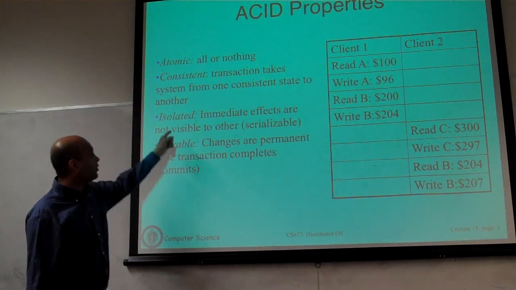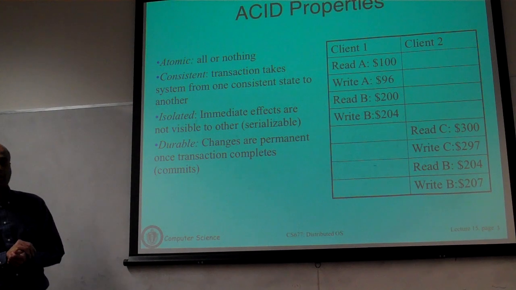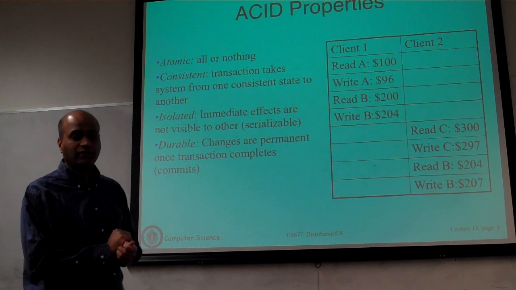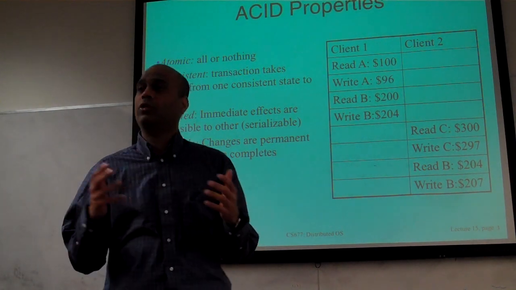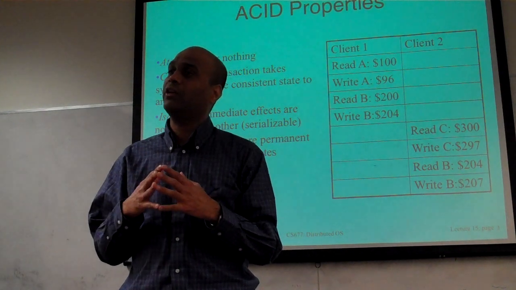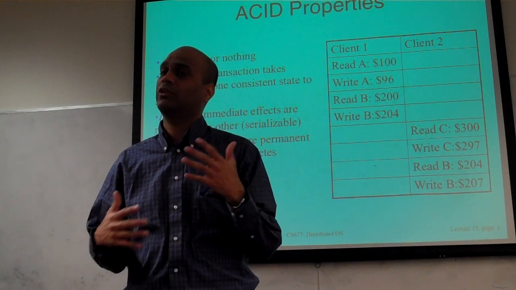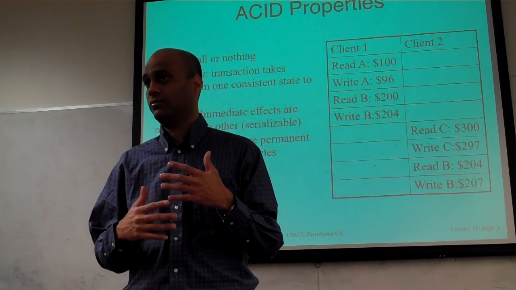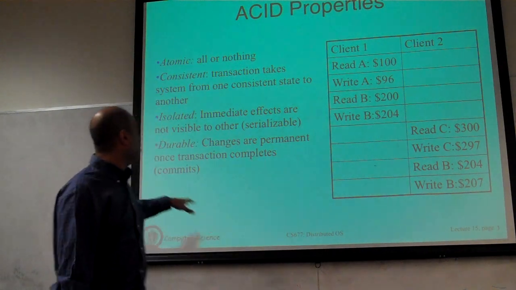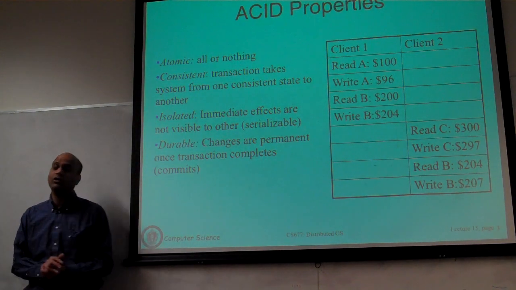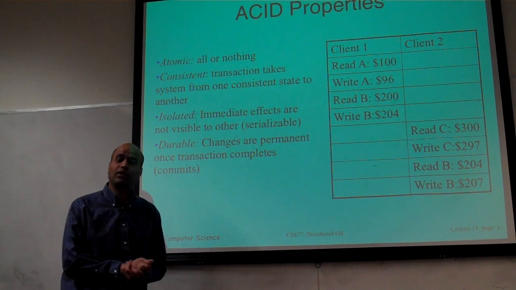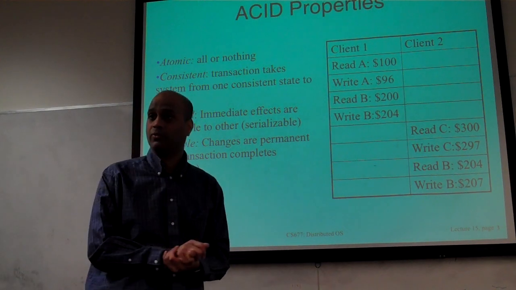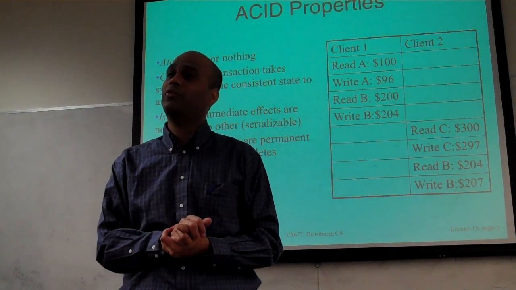Isolation is also referred to as serializability, which basically says that you want to ensure that even though there is an interleaving, it should look like they executed one at a time. And you want durability, which says that once you write some changes to disk, then they are permanent. You can't undo them. Until then, you have the option of undoing something.